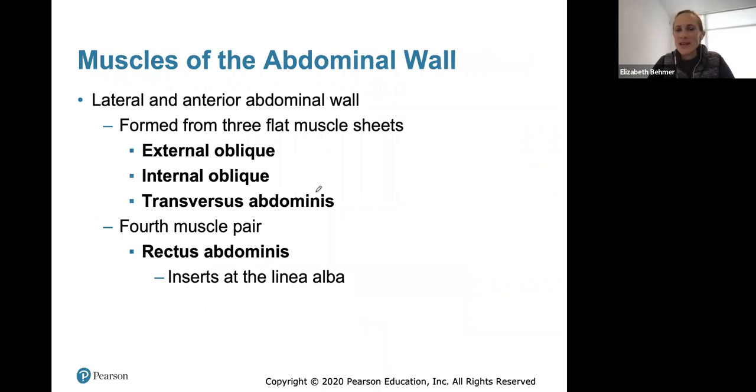You have lateral and anterior abdominal muscles. The lateral and anterior abdominal wall is formed from 3 flat muscle sheets. The external oblique is the most exterior, the internal oblique is the next layer in, and the transversus abdominis is the 3rd layer of these lateral abdominal wall muscles. And then the 4th pair is the rectus abdominis, which is the straight muscle. It inserts at the linea alba.